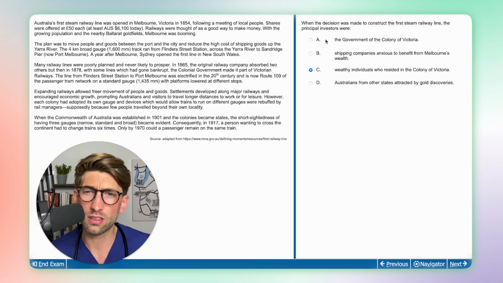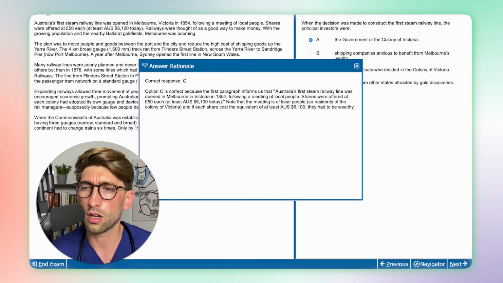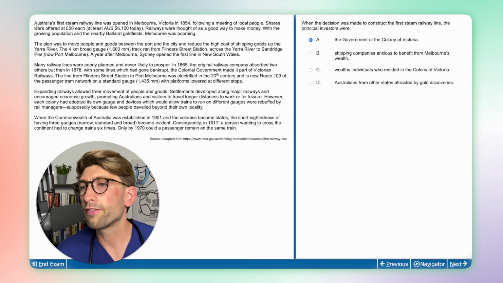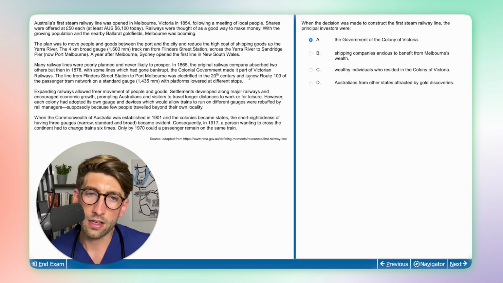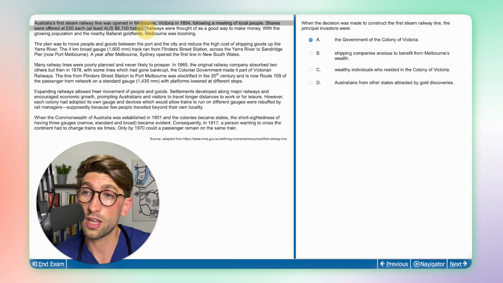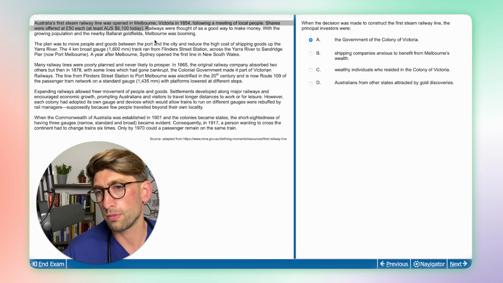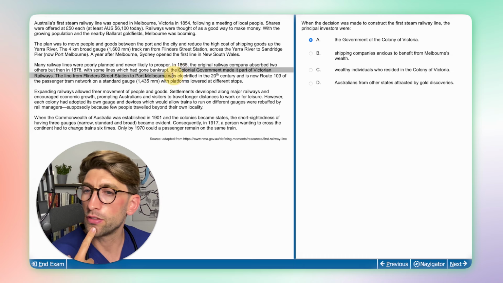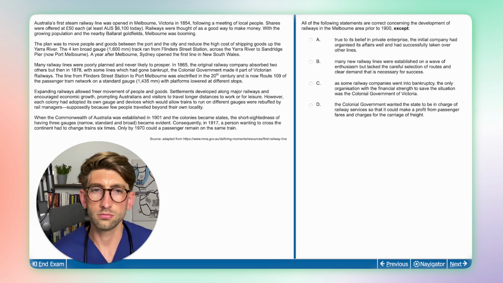The wealthy individuals. Okay, why is it the wealthy individuals? Let's have a look. Sorry, I've got this right by accident. I meant to say the government of the colony of Victoria. Option C is correct because the first paragraph informs that Australia's first steam railway line was opened in Melbourne, Victoria in 1854, following a meeting of local people. Shares were offered, but it doesn't say that they invested. Okay, fair enough, but this is when it first happened, right? So I guess it's not obvious, but on balance, most likely out of all of these. Okay, I see what they're saying, because this is the first and it's telling you that people were offered shares. So I guess you have to assume that they bought it, which I hate because it doesn't necessarily imply that. However, my intended answer was this: the colonial government made it part of Victorian railways, but it was actually because they went bankrupt. So that's why I'm wrong. Okay, at least I get that. Fine. Okay, moving on. Next question.